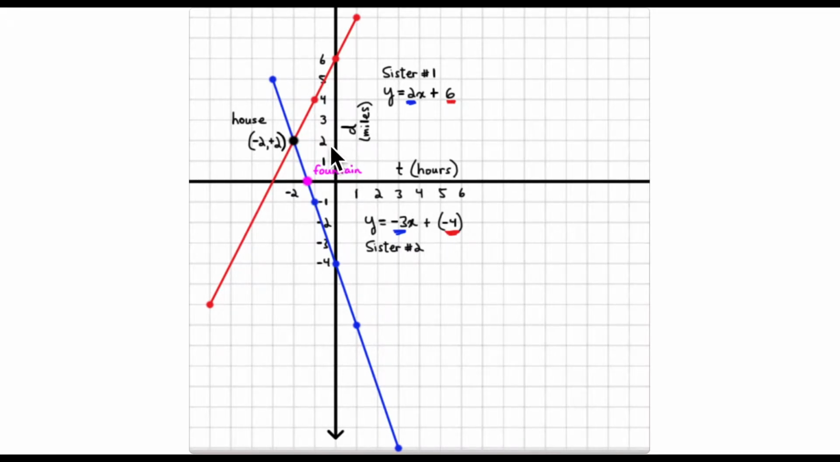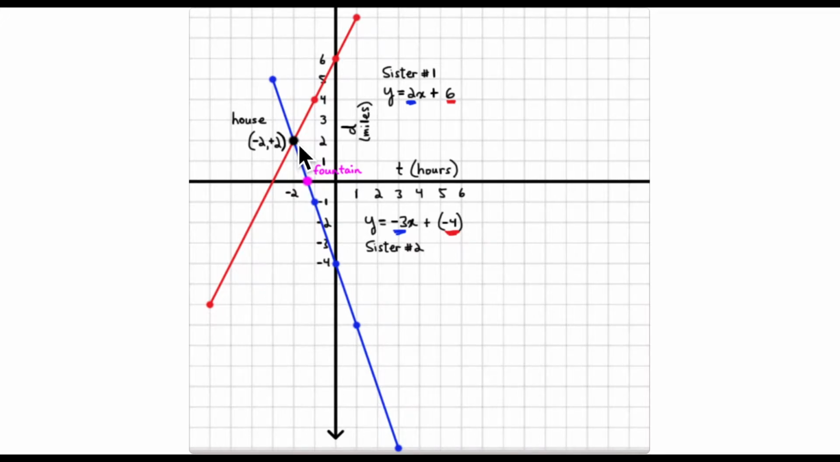When we work through the algebra, just to prove it, let's use x equals -2. So -2 times a +2 is a -4. 6 plus -4 is 2, so y is equal to +2. In this equation down here, a -2 times a -3 is a +6. A +6 plus a -4 is also +2. So this house is at y equals 2.